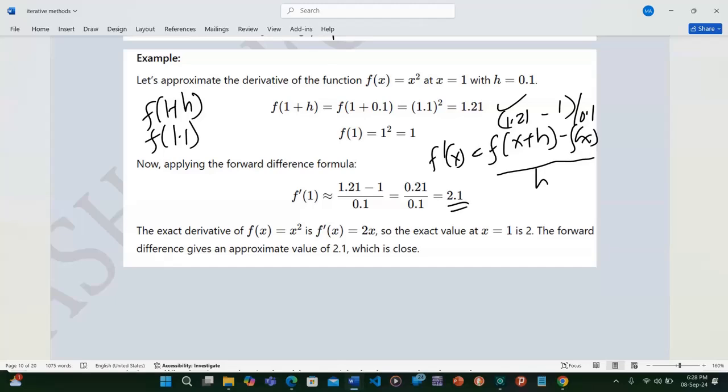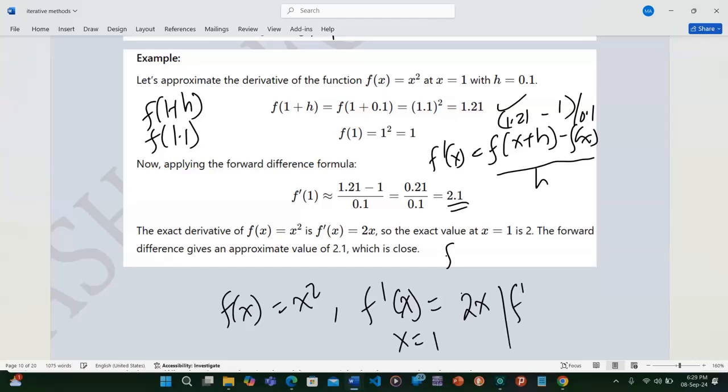If I differentiate f of x equals x squared and I'm using the exact derivative, the first derivative of f of x is going to be 2x. So if I put in my value of x equals 1, then the first derivative of f of x at x equals 1 is going to be 2 times 1, and this is equal to 2. But the approximate value is telling us it is 2.1.